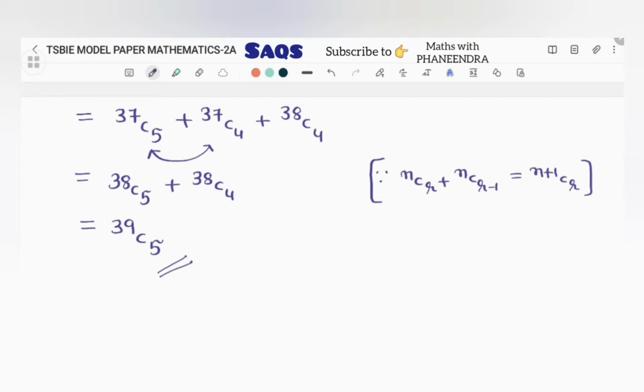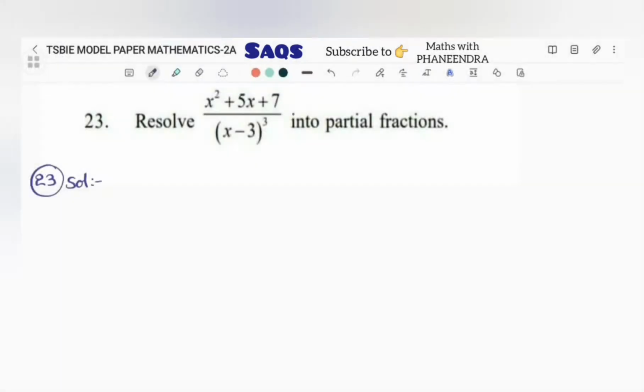So the next question, we'll move to that. Resolve x square plus 5x plus 7 by x minus 3 whole cube into partial fractions. In this denominator, if you observe x minus 3 whole cube, the factor x minus 3 is repeating 3 times. Generally, we can write the partial fractions as A by x minus 3 plus B by x minus 3 whole square plus C by x minus 3 whole cube.